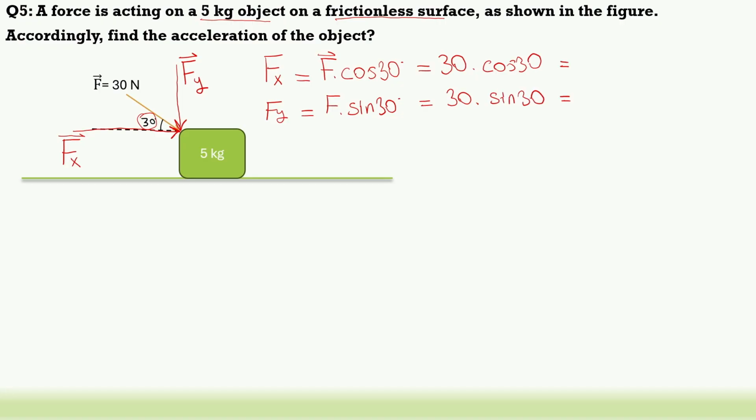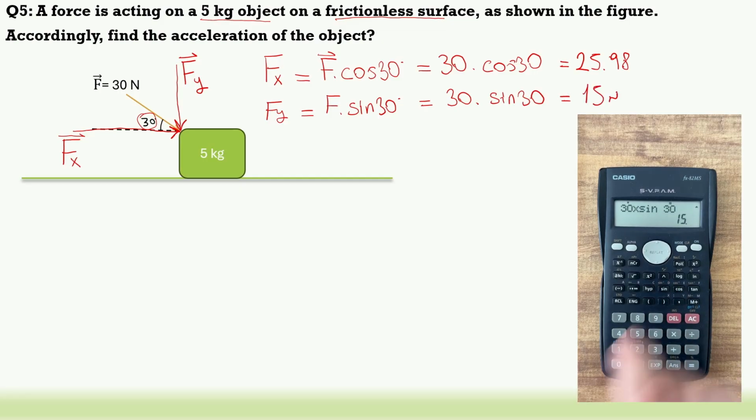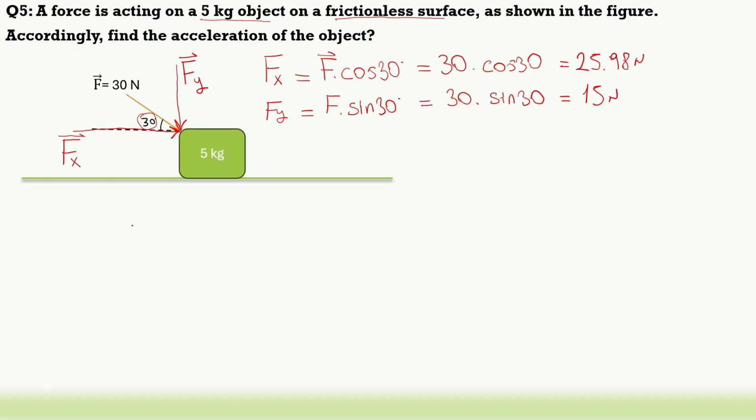Fx equals 25.98 and Fy is 15 Newton. Now we can calculate the acceleration. Again, we use Newton's second law: F net equals m times acceleration. The y component of the force, Fy, doesn't cause acceleration.